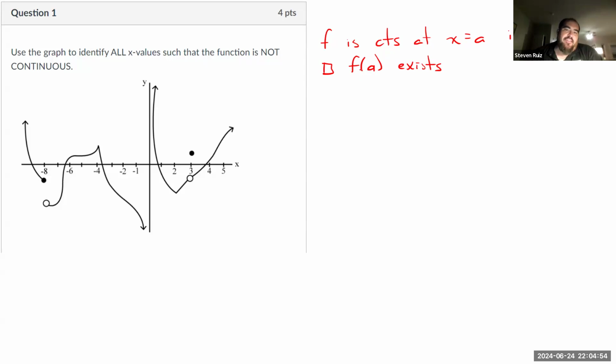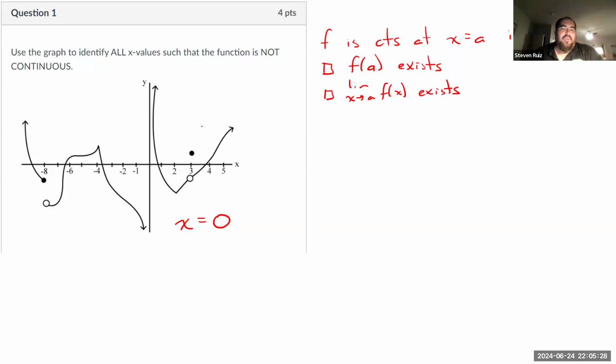It looks like, so let's just make a list here. x equals 0. Looks like when x equals 0, there is no value. There is no corresponding y value. All right, so f of a exists. The limit as x approaches a of f of x exists. So let's negate that. Where on here might the limit not exist?